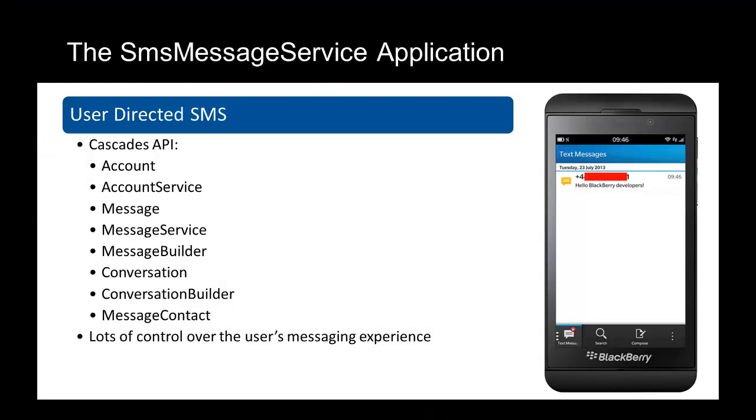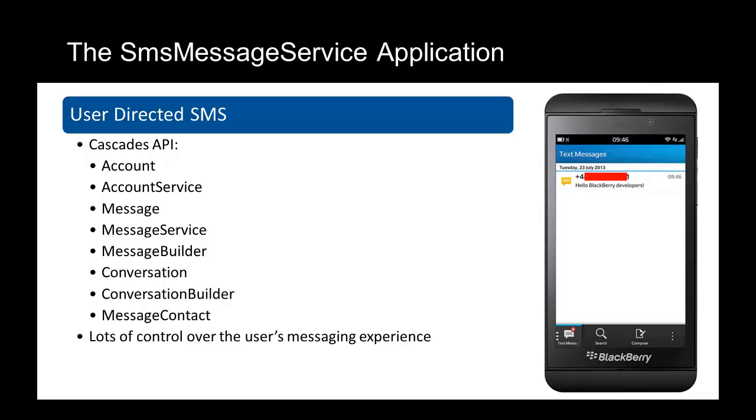User-directed SMS makes use of a number of Cascades classes. Now, available to you, you have quite a nice generalized messaging API. Generalized because there are a variety of message types that are supported by BlackBerry. Email is an obvious example. BlackBerrys have been supporting email for many, many years. SMS is of course another. And you can do a great deal with SMS, email, pin messages for example, all using the same set of APIs.